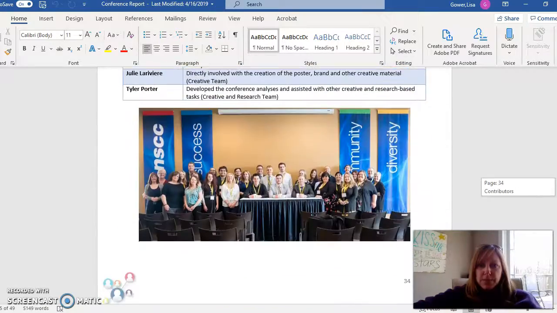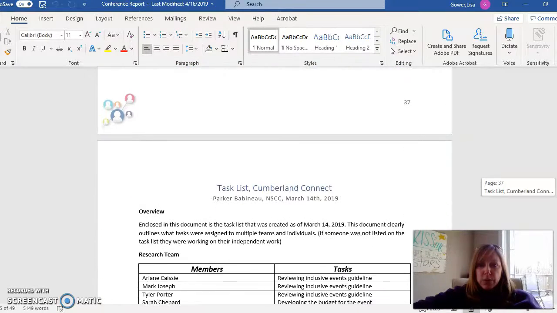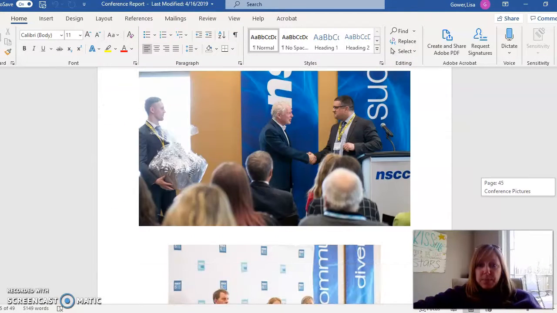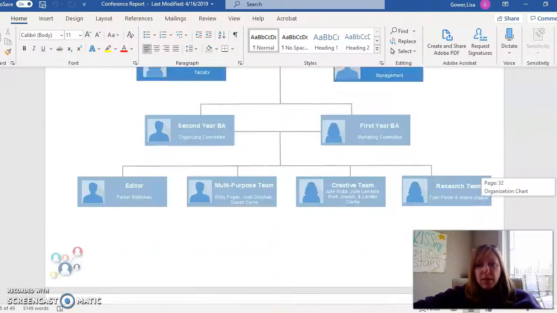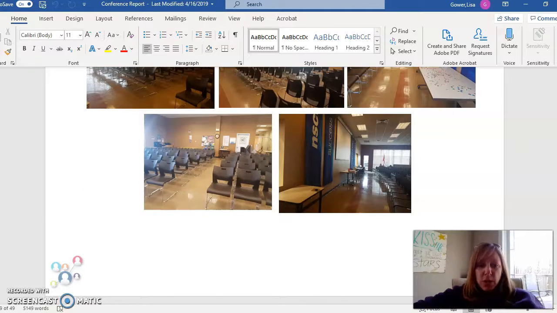That was their team of everyone who worked and helped and volunteered on the conference. Lots of visuals are nice to include. Again, lots of pictures. You may or may not have all of these pieces, but these are things you can certainly think about.